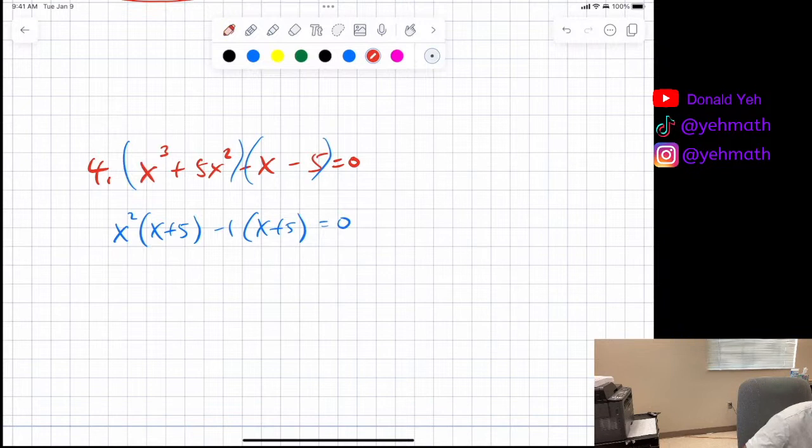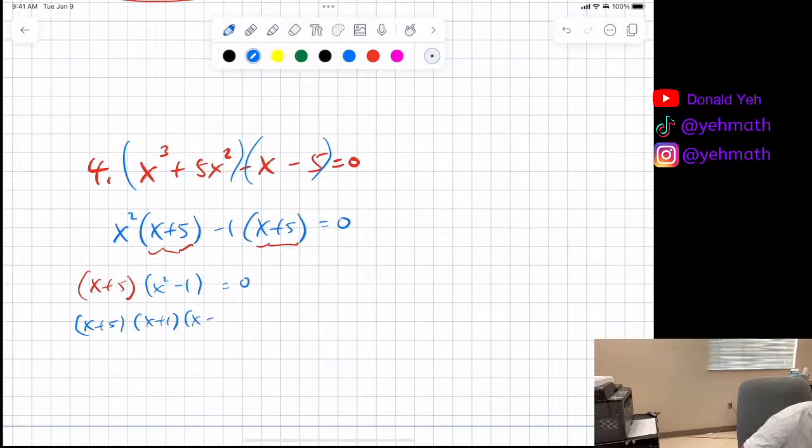And then you're gonna see there is a GCF here, and you're gonna factor out x plus 5, and you're left with x squared minus 1 equal to 0. And then you got x plus 5 times x plus 1 times x minus 1 equal to 0. x equal to -5, x equal to -1, x equal to 1.